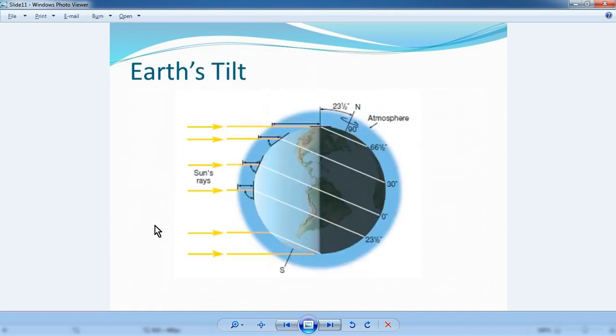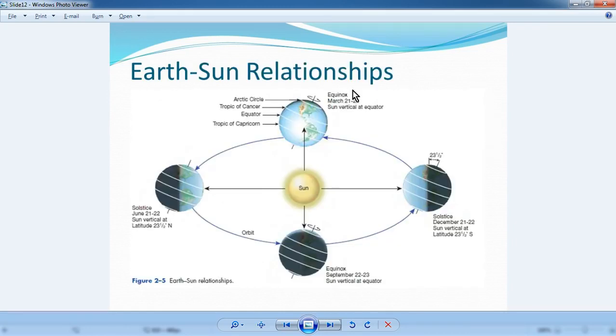This is the equator, this zero line. We are above it, in between 0 and 30, at around 4 to 20 degrees. Okay? We're north of the equator.